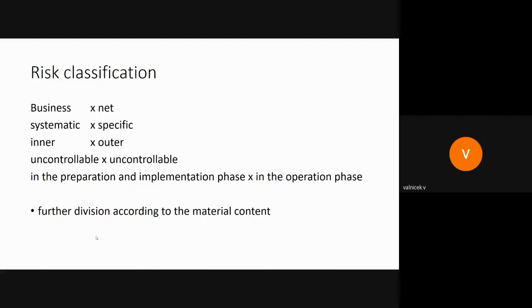So the risk classification, we have the business risk or the pure risk or the net risk, systematic and specific, inner or outer, controllable and uncontrollable. In the preparation and implementation phase or in the operation phase. And we can also further divide the risk according to the material content.